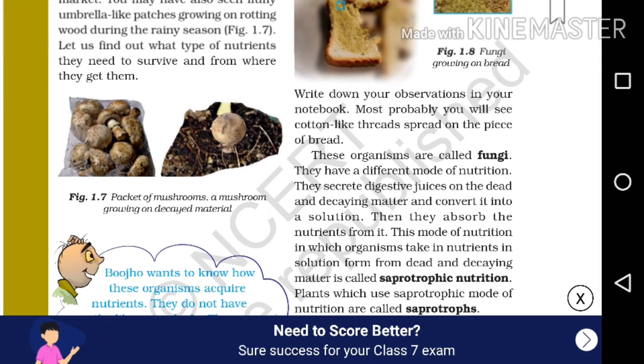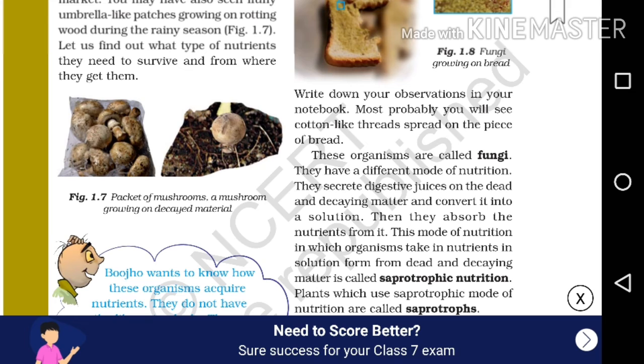So as I have already told, these organisms are fungi. They have a different mode of nutrition. They are not autotrophs because they don't have the green color pigment. Okay, so they are not autotrophs. Okay, then let's see how these organisms will take their nutrition. They secrete digestive juices on the dead and decaying matter and convert it into a solution. From this solution, they will absorb the nutrients from the dead and decaying matter.